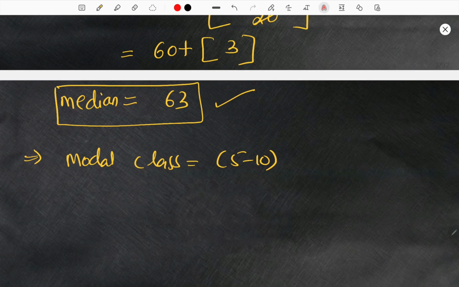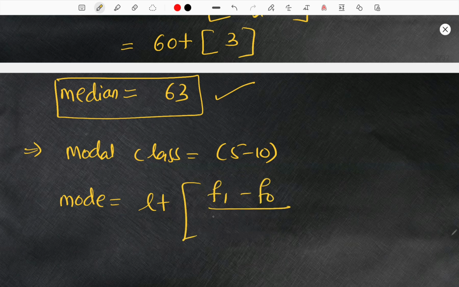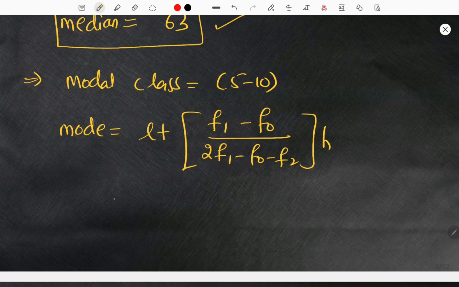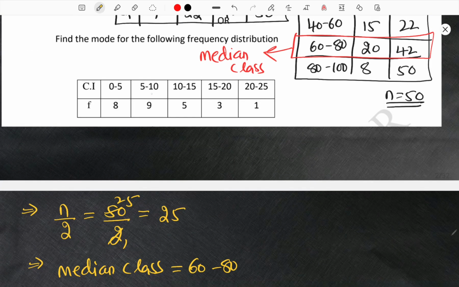Alright, now you have the formula for mode, right? So mode is equal to, what is the formula? L plus (F1 minus F0) divided by (2 F1 minus F0 minus F2) into H. Now what is L? The value of L is 5. That is the lower limit of the modal class. F1 means frequency of the modal class. What is the frequency of the modal class? Modal class is 5 to 10, so its frequency is 9.